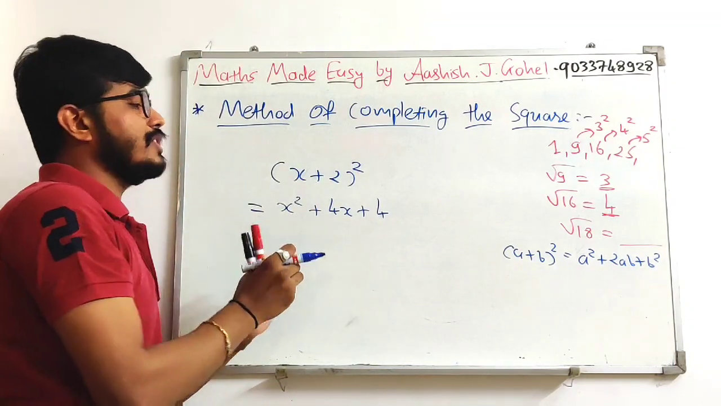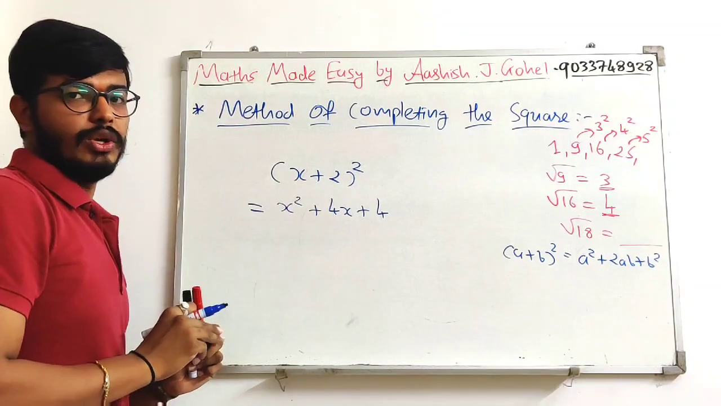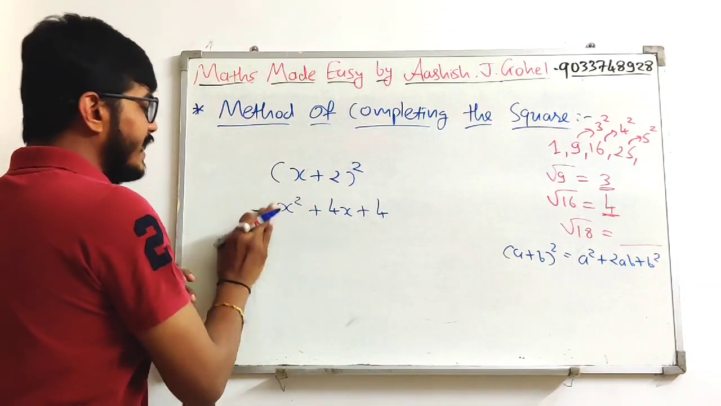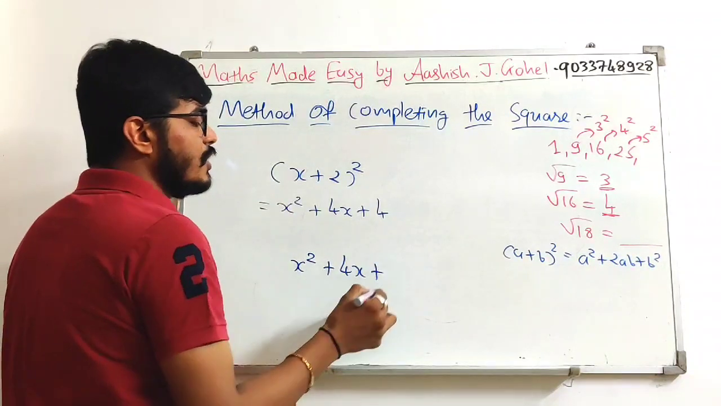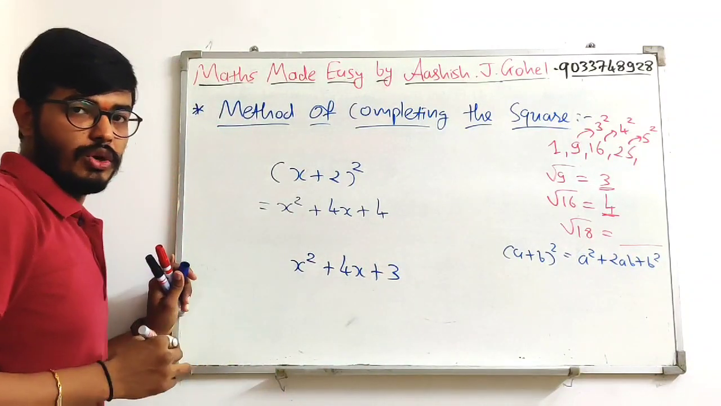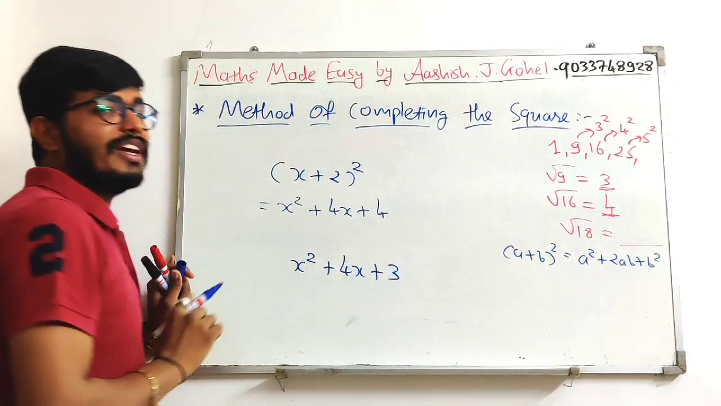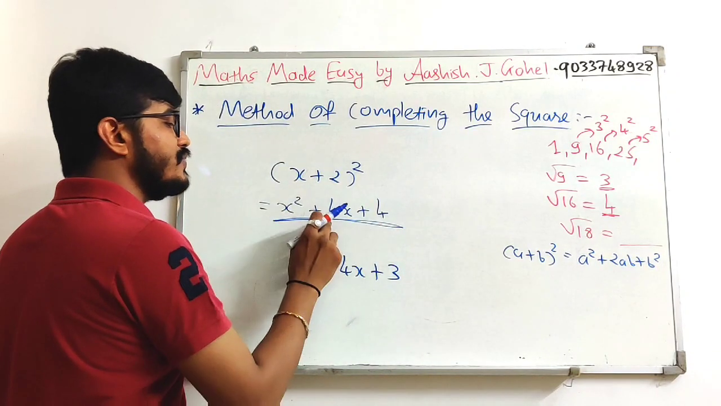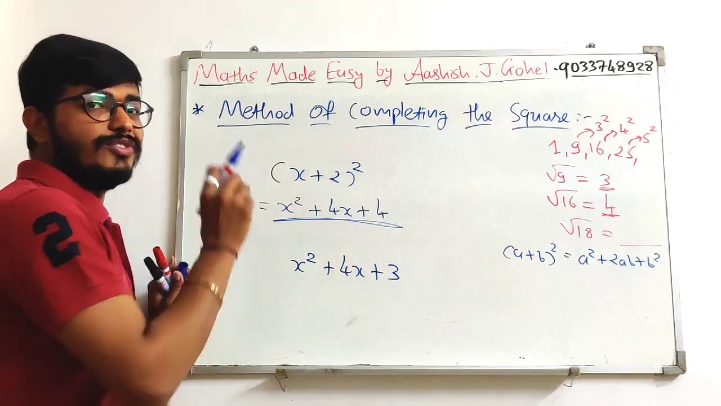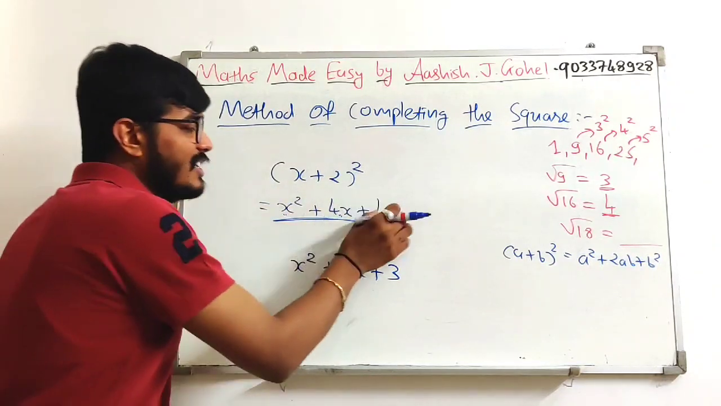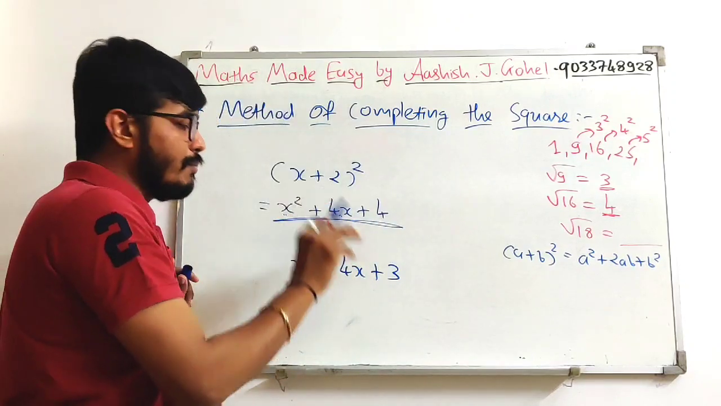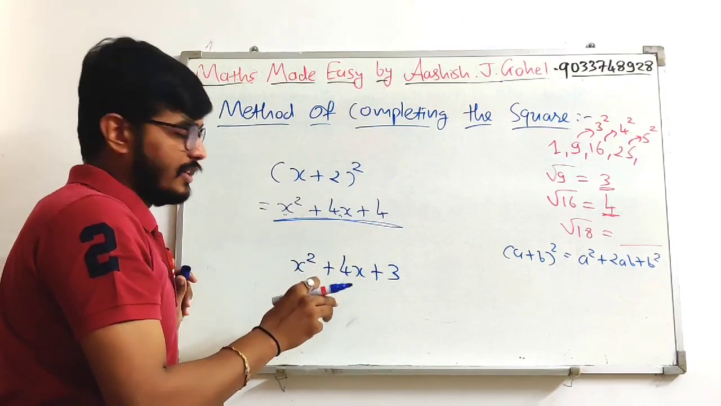For that purpose we need to check the last term. If I am given the equation x square plus 4x plus 3, then this will not be a perfect square, because we know that x square plus 4x plus 4 is a perfect square. For a perfect square, the first term and second term are very important. The last term we can add, subtract, or change, but the first two terms are very important.